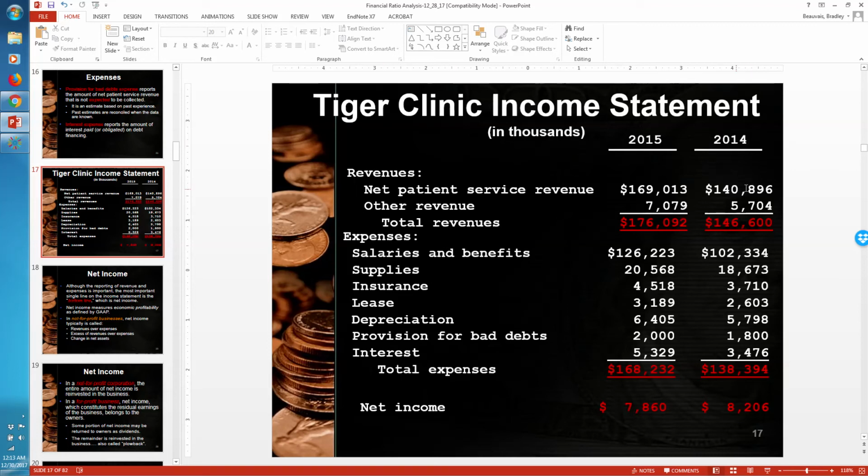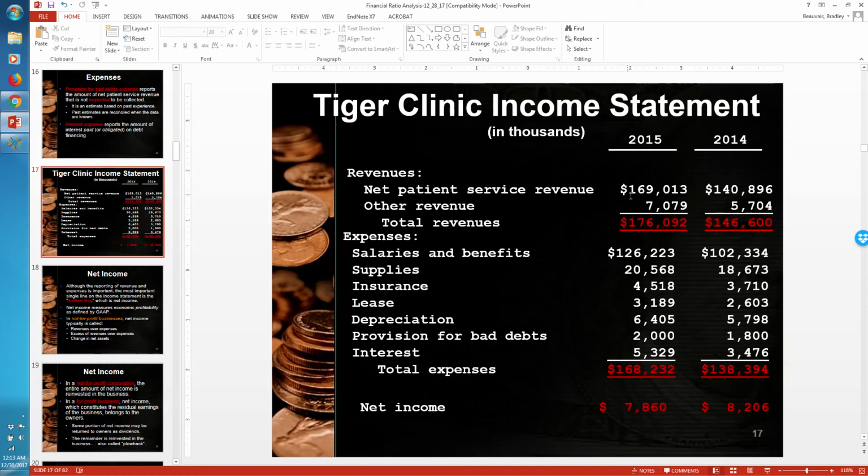And all we need to be able to do at this point is start to diagnose, from a prima facie perspective, or at first blush, what sort of changes we've seen from 14 to 15. So we see a jump in net patient service revenue, so it should be a good story, as well as a jump in other revenue, also good. However, we see a jump from 14 to 15 in salaries and benefits, in supplies, in insurance, in leases, in depreciation, in our provision for bad debts, and in our interest payments.